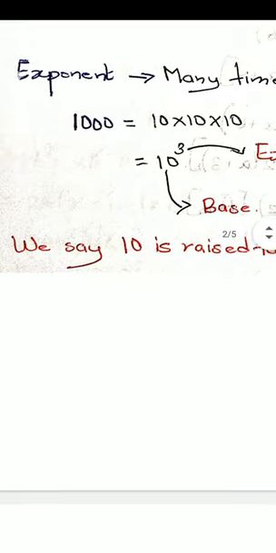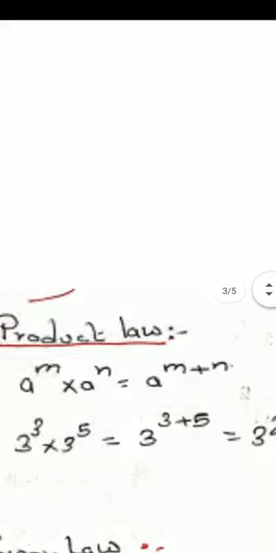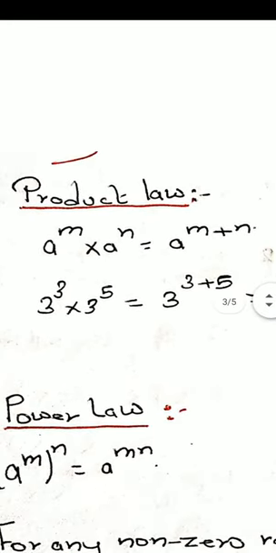So let us look at some of the properties of exponents. The first property is the product law, which says if I have a^m into a^n, that means the base should be the same. I hope all of you are clear with base and exponent. If you're not clear, you can rewind the video and you'll be able to understand. So I can write a^m into a^n; whenever the bases are the same, I can write a to the power m plus n.